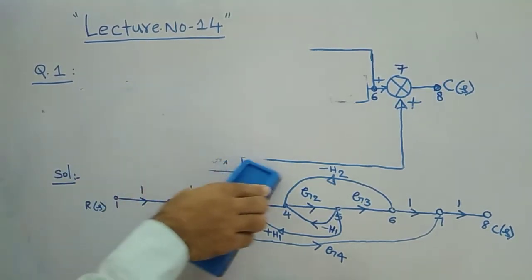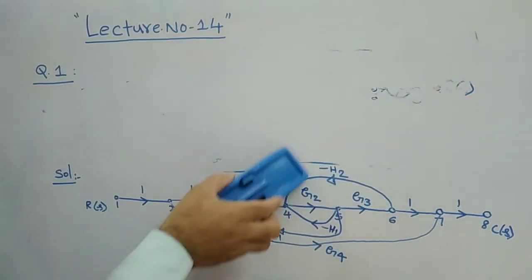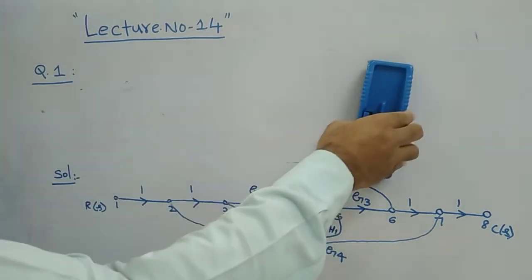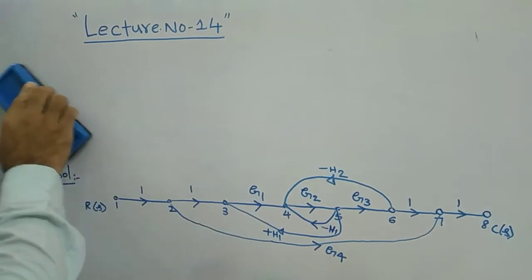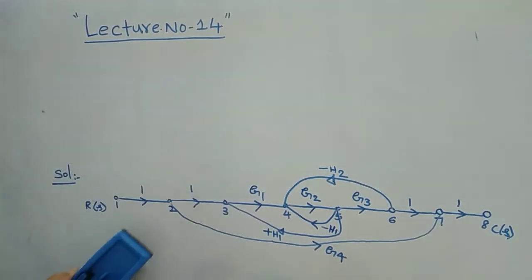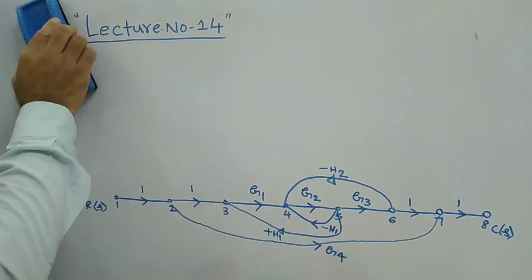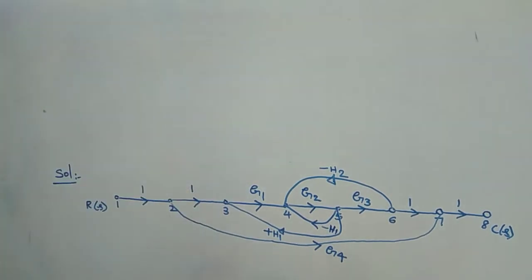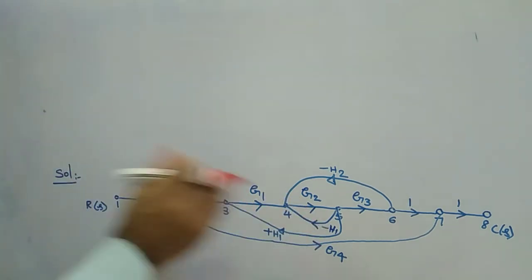Now let us see what is the transfer function. What is the transfer function for this? Let us see. Now I will explain here very briefly, because I already explained you in detail in the previous lectures. Therefore quickly I will try to explain this. So now we are going to solve the transfer function for this signal flow graph.